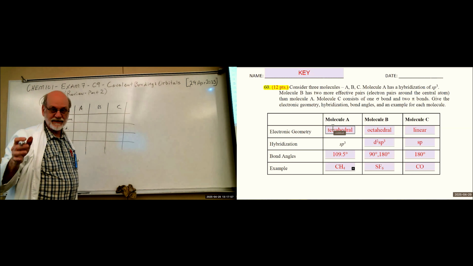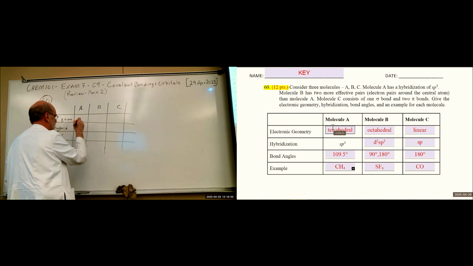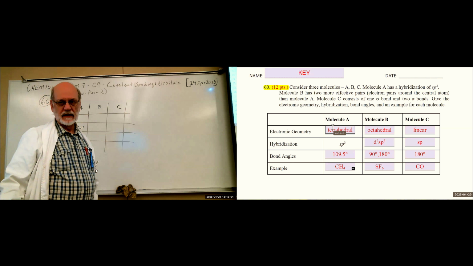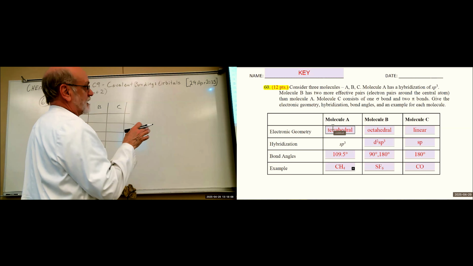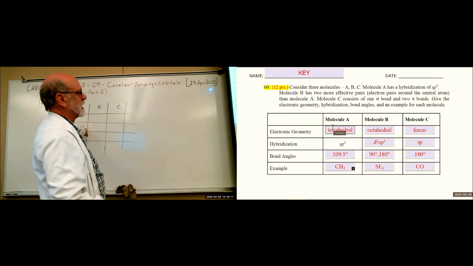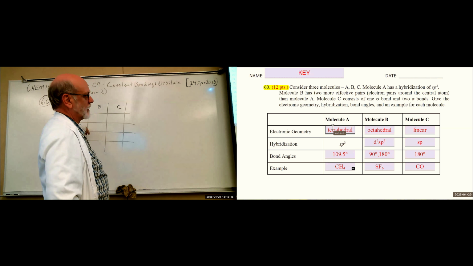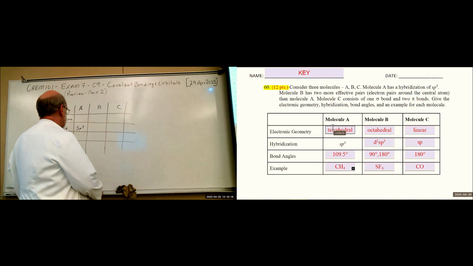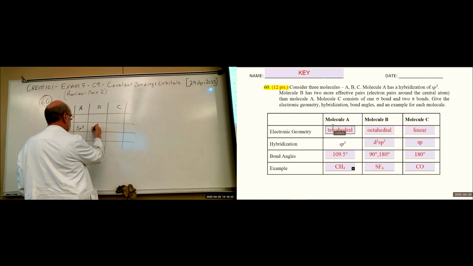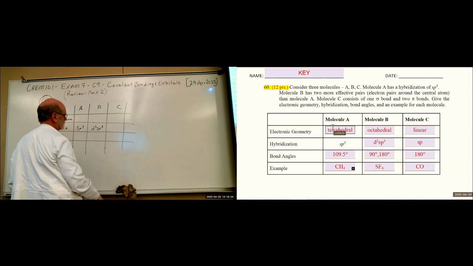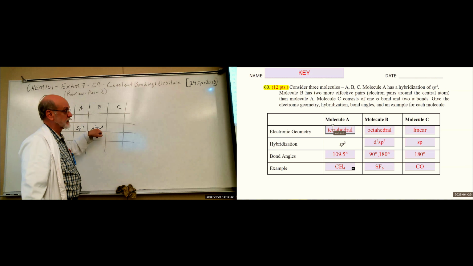Okay. We're given molecule A is sp3 hybridized. Now we can look at what else is given. With A having sp3 hybridization, molecule B has 2 more effective pairs around the central atom than A. If it has 2 more pairs, then it has to be d2sp3. Right? Because you've got to have 2 more places to put those pairs.